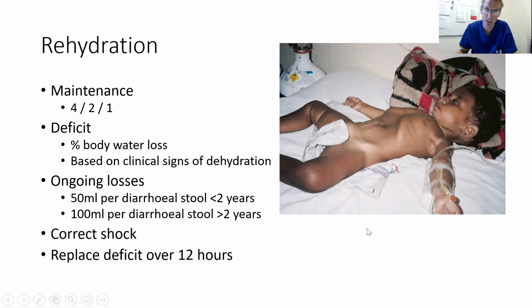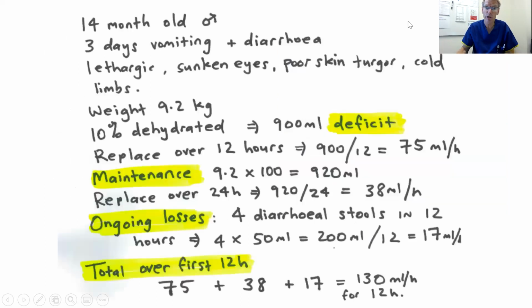Here's an example I want to go through. A 14-month-old boy, this was the boy I showed you in the picture before. He had 3 days of vomiting and diarrhea. And he came in, you can see in that picture, he was lethargic, he had sunken eyes, he had poor skin turgor, he had cold limbs, and his weight was 9.2 kilos.